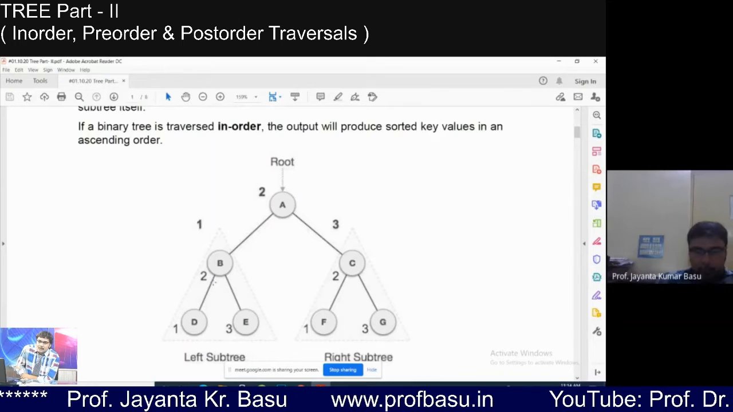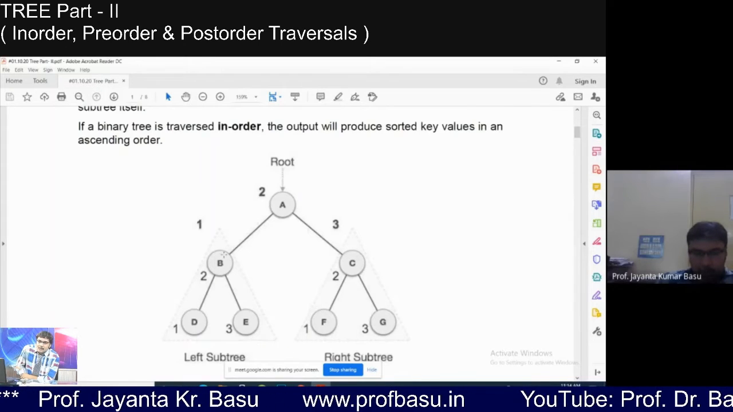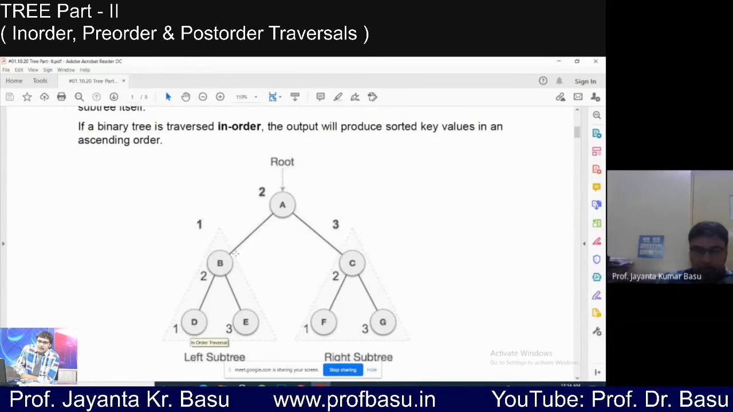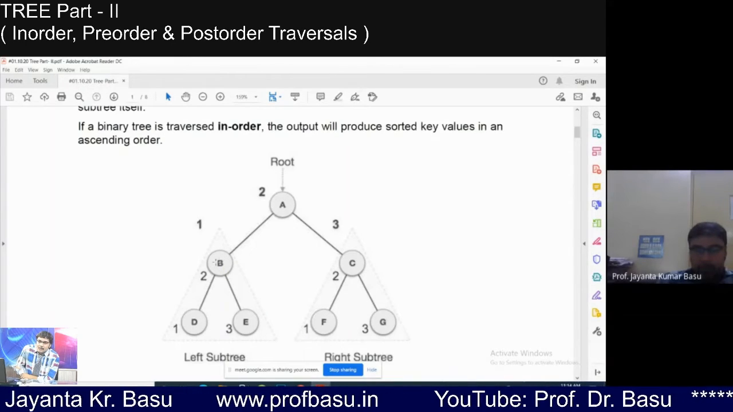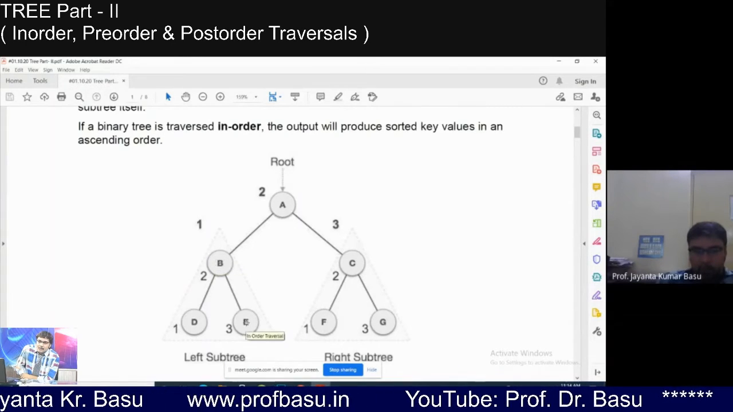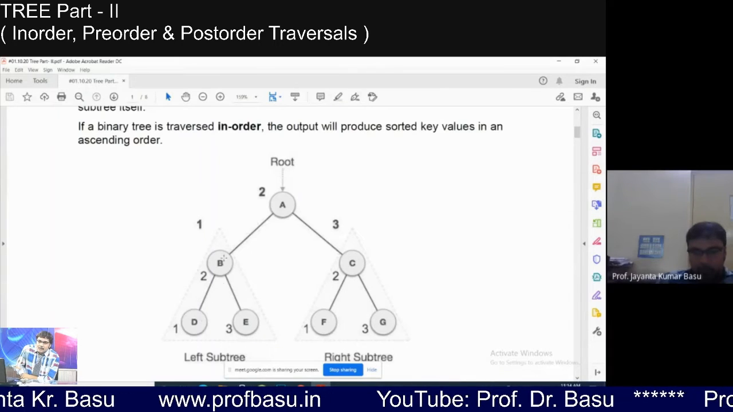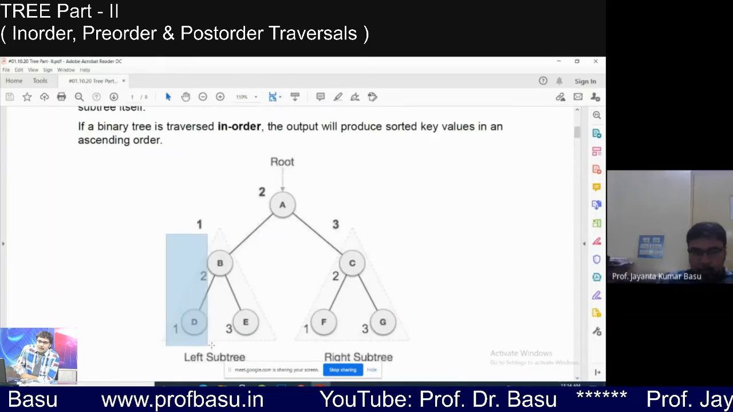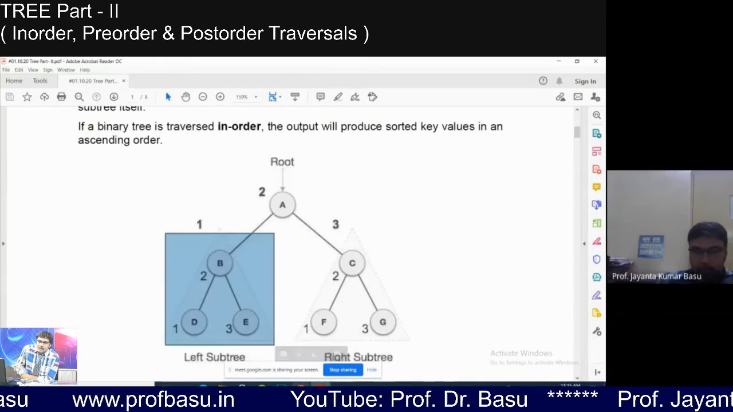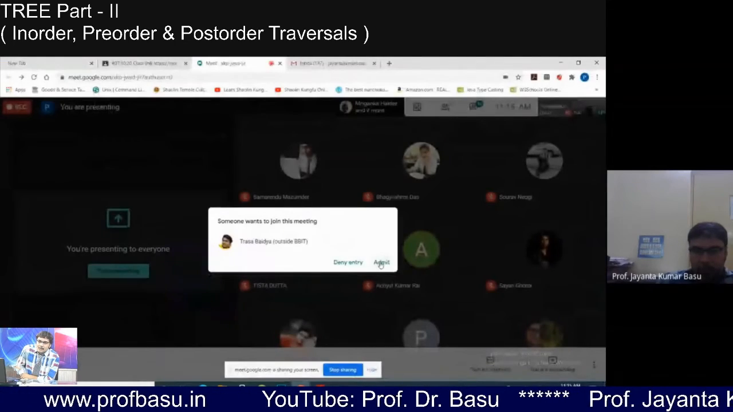then left, root, right. Then after D, B will come, because for this subtree, this is the root. Then E, left, root, right, E. Now the left side is completed. Now the left subtree is completed. Okay.